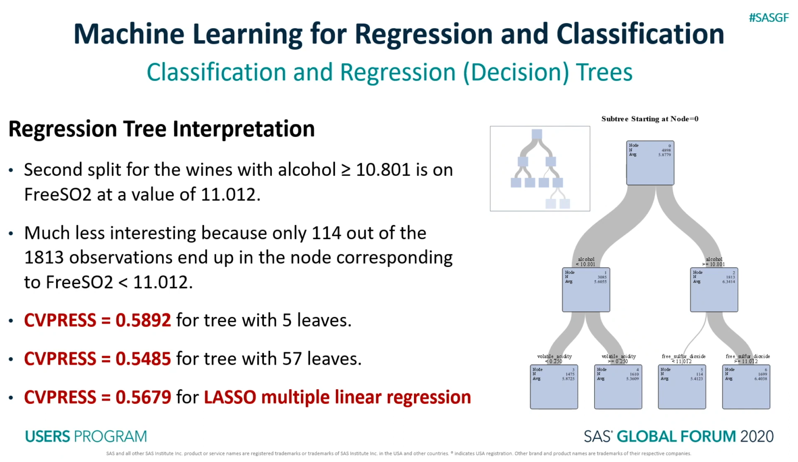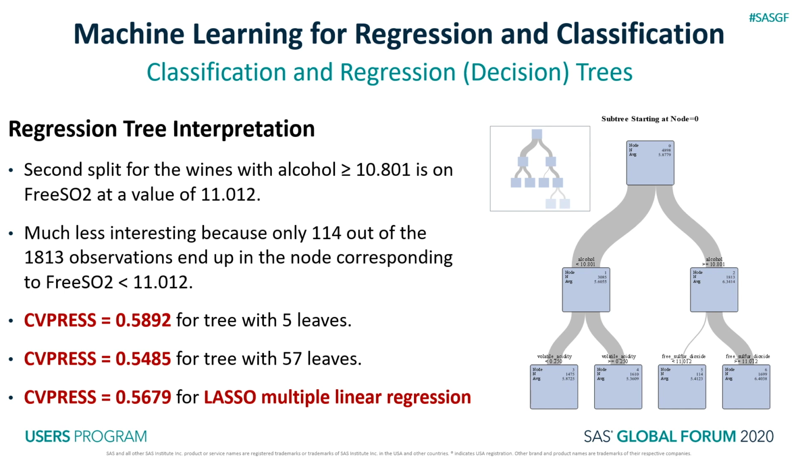The second split, for the wines with alcohol greater than or equal to 10.8%, is on free sulfur dioxide at a value of 11.012. This is much less interesting because only 114 out of the 1,813 observations end up in the terminal node, or leaf, corresponding to free sulfur dioxide less than 11.02.